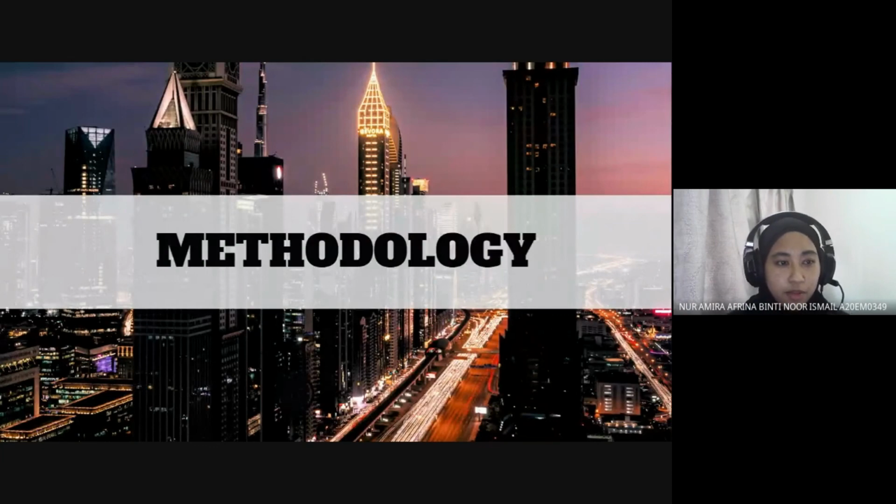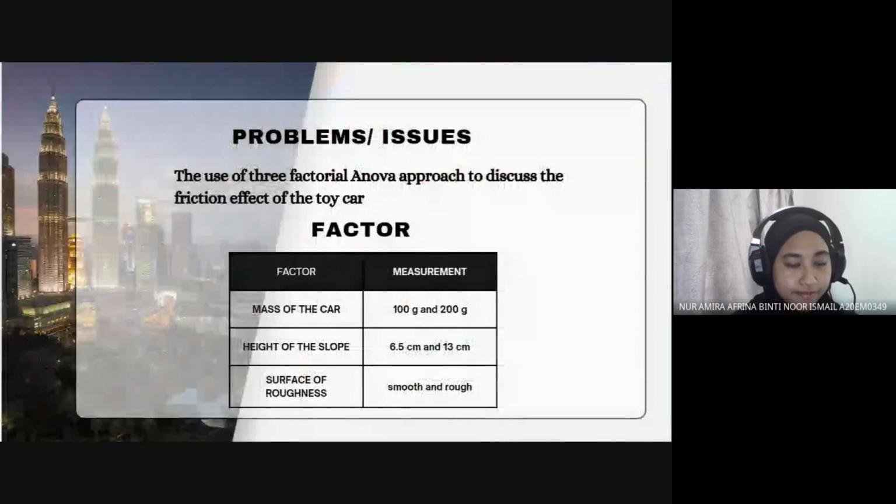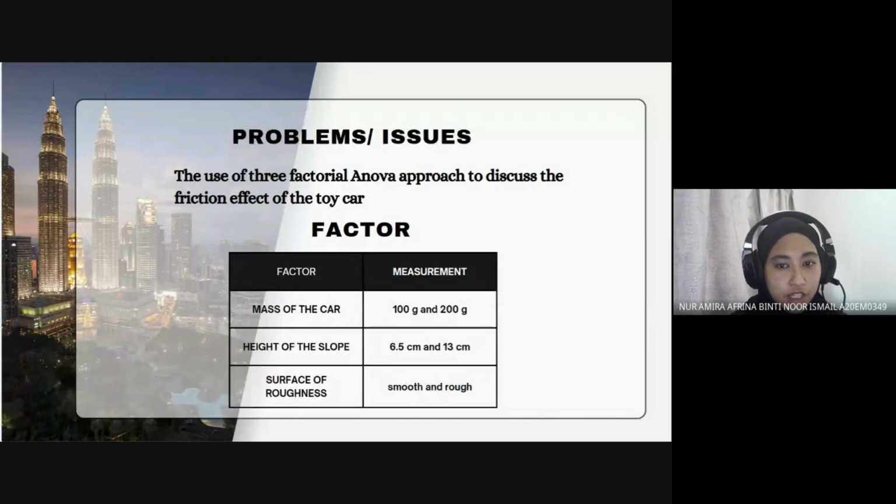Next, I will present about the methodology that we use to do our experiment. We use a three-factor ANOVA approach to discuss the friction effect of the toy car. The factors used for our experiment are the mass of the car, where we use 100 gram and 200 gram. Next is the height of the slope, 6.5 centimeter and 13 centimeter. Lastly, the surface roughness. We have a smooth surface and a rough surface.